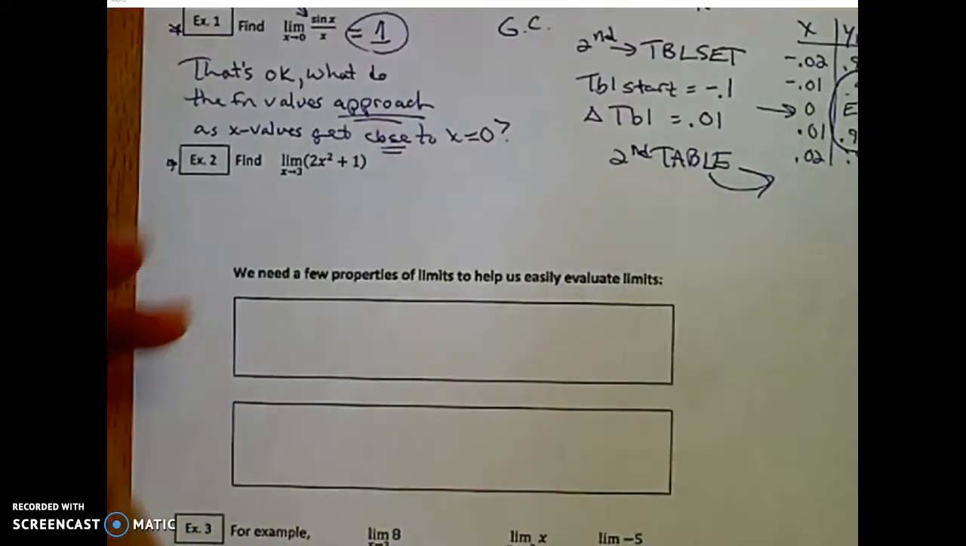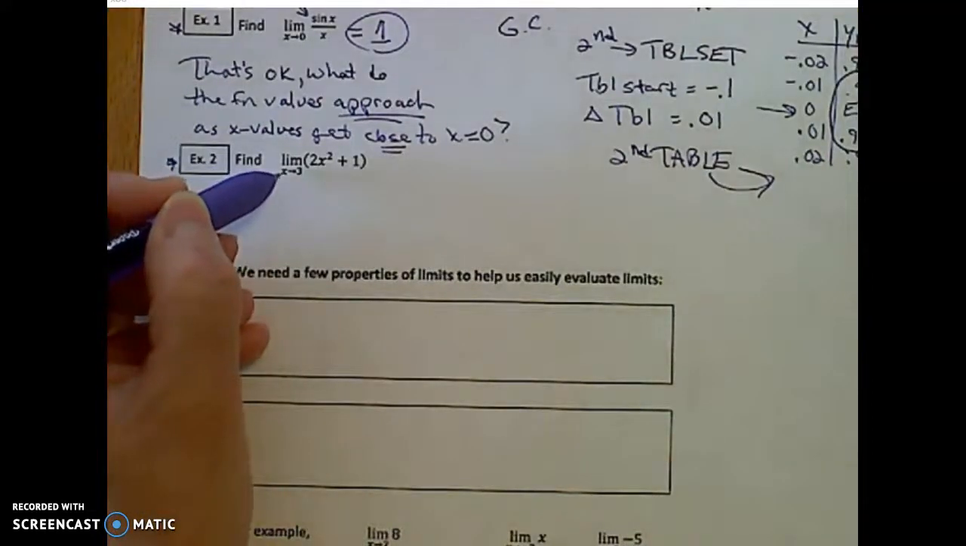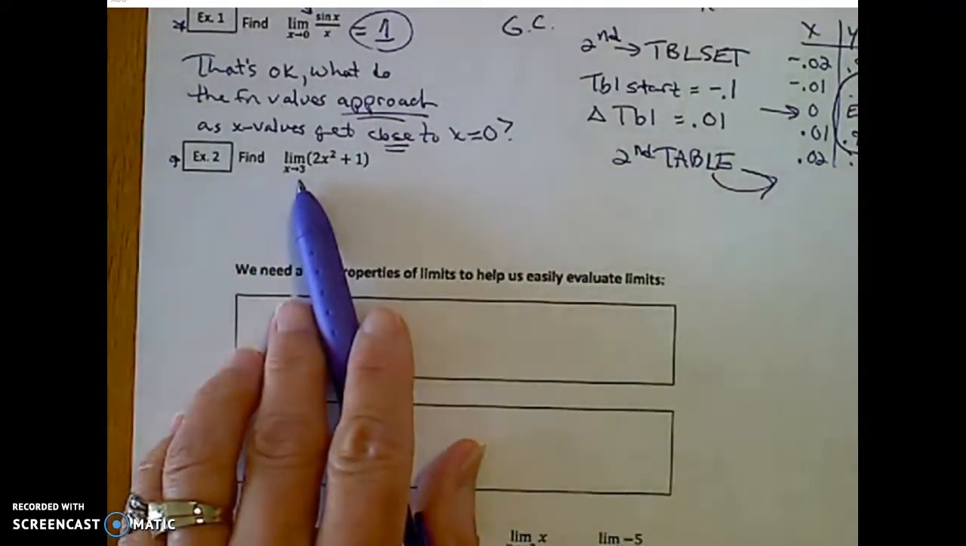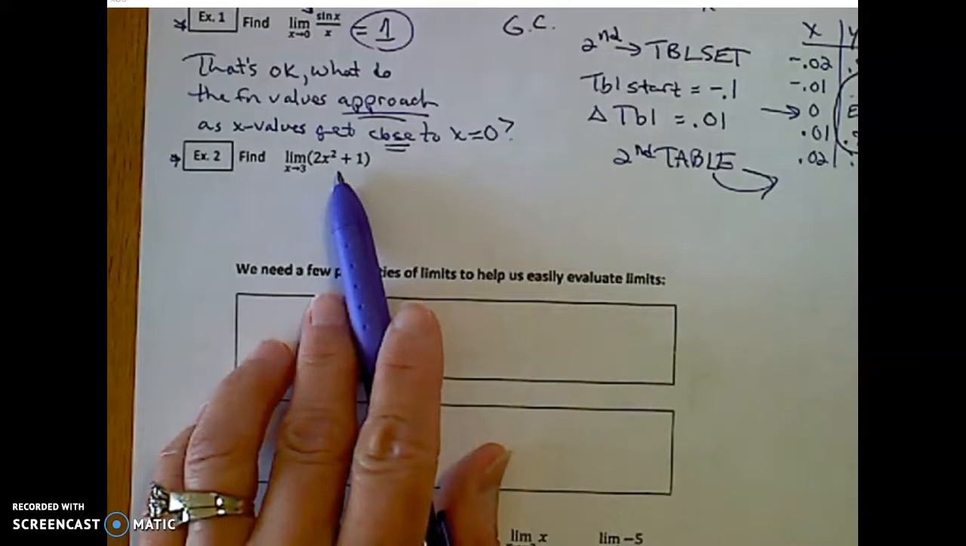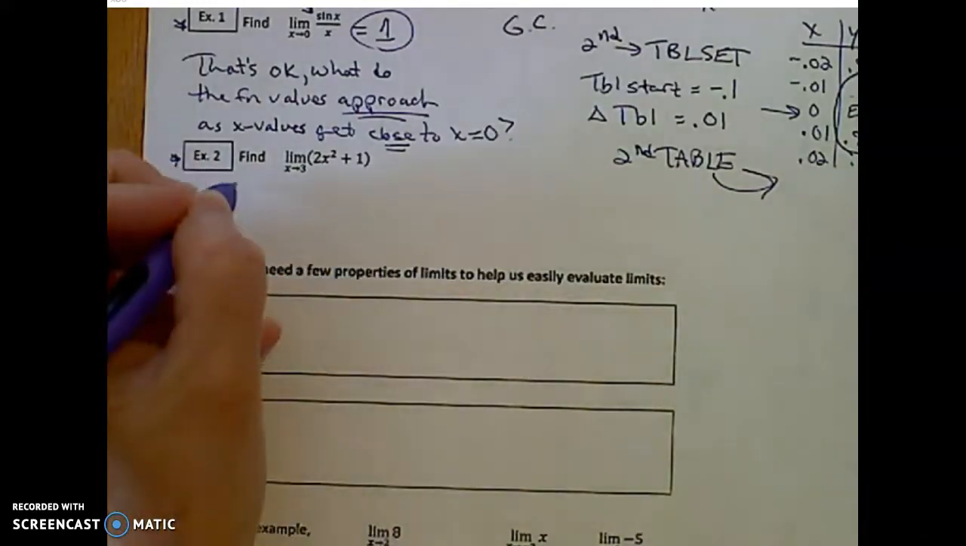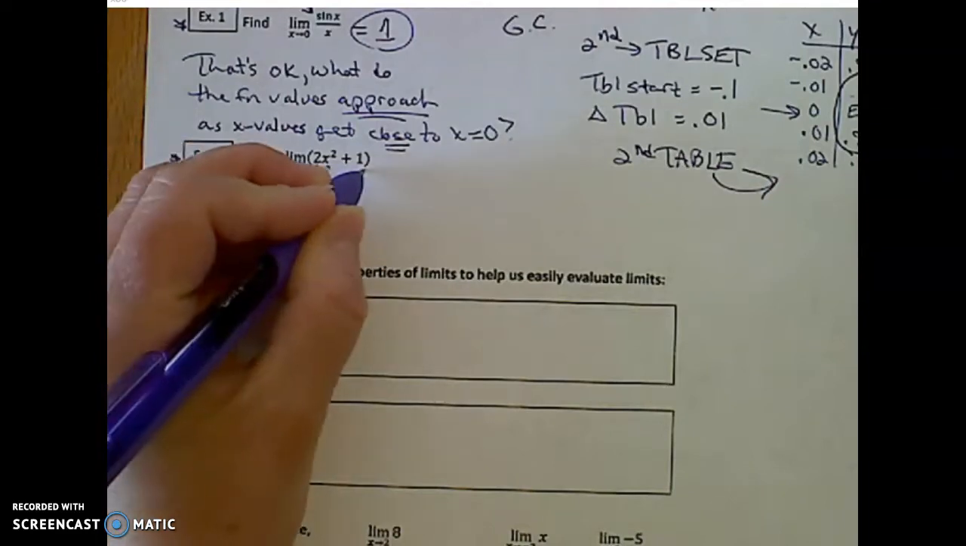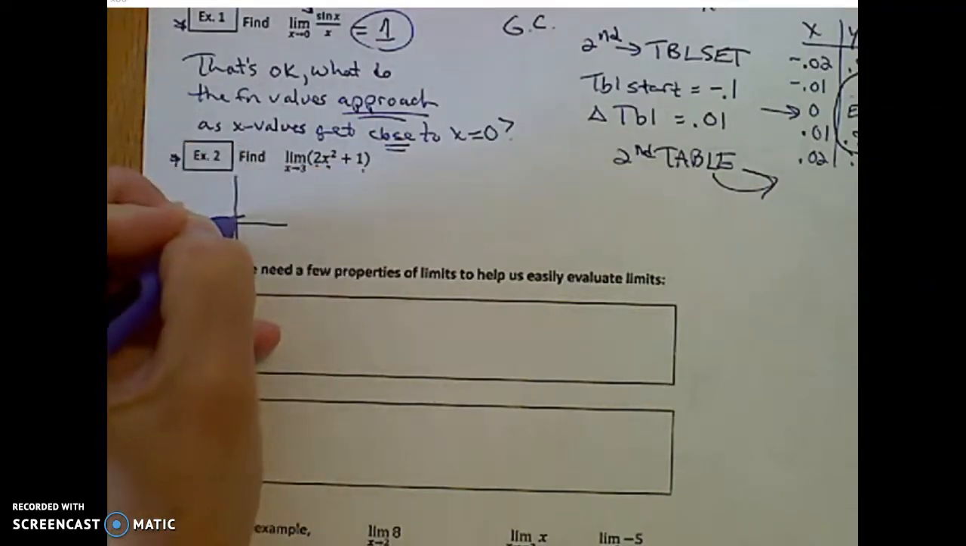Alrighty, what about the limit of this function? What's the limit as x approaches 3 of the function 2x squared plus 1? What I notice is for x values around 3, nothing strange happens with that function. That is a slightly narrow parabola shifted up 1. So here's my parabola.